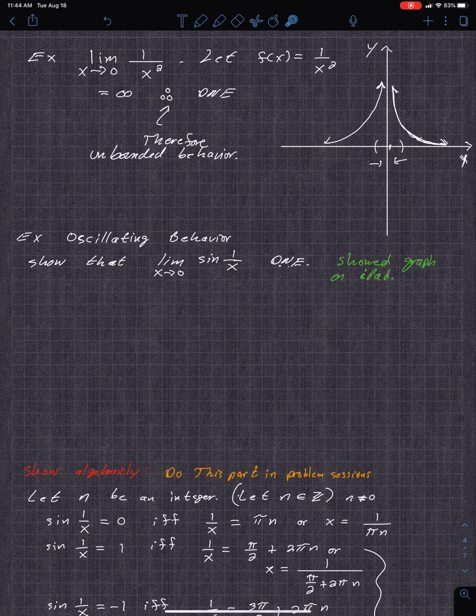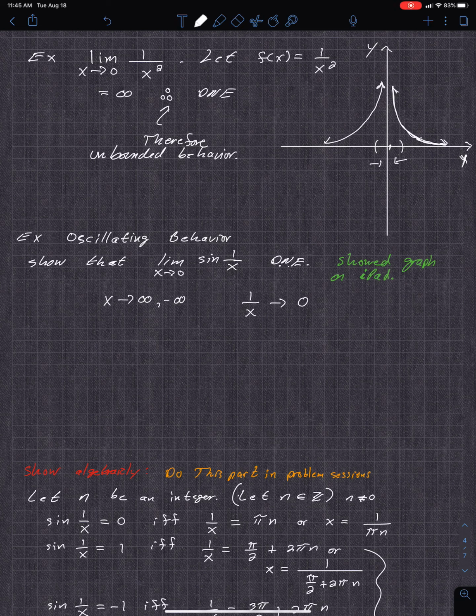So I want to show this graphically, but talk about algebraically a little bit. What happens, though, when x approaches infinity or negative infinity? Then 1 over x approaches 0 in both cases, right?